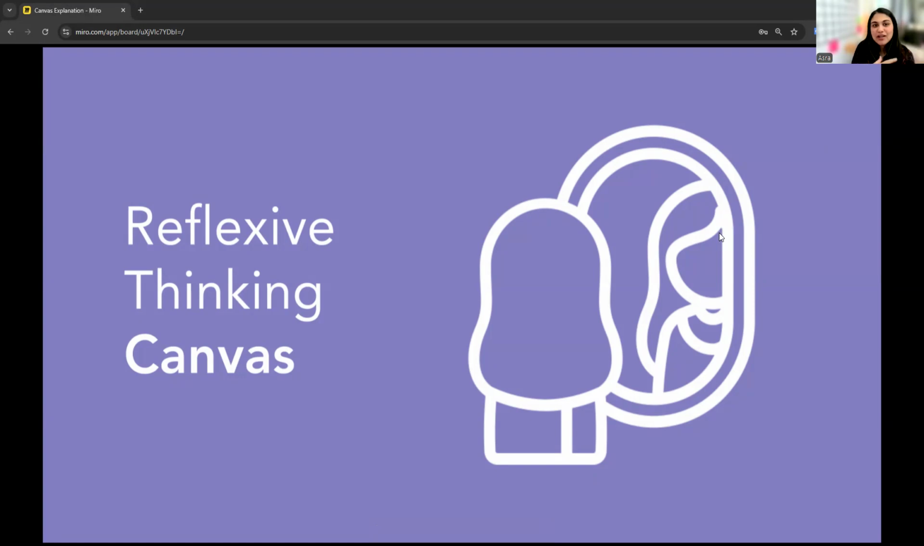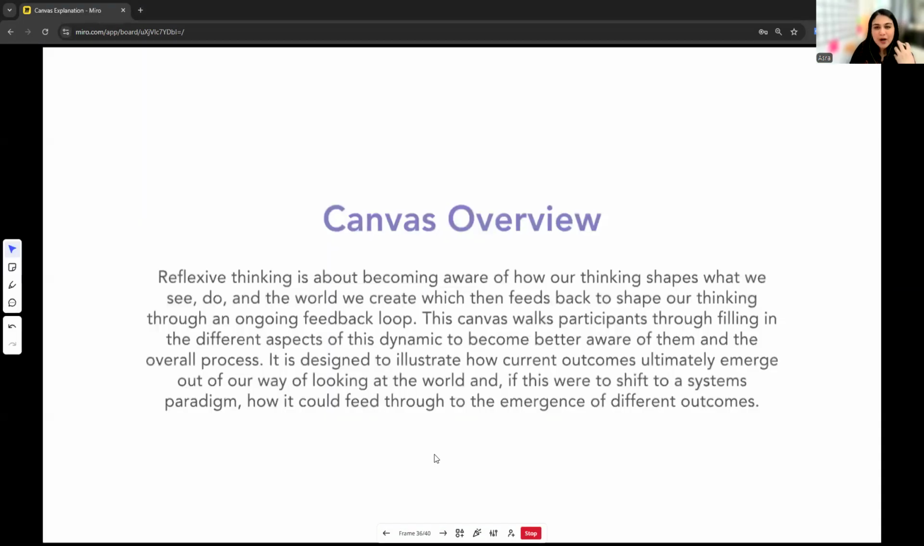In our video today, we're learning about the reflexive thinking canvas. This canvas was designed to help us become aware of the fact that how we think shapes what we see, what we do, and the results we create around the world. It also emphasizes the idea that our thinking shapes our perspectives, our actions, and the results or outcomes in the world. And in turn, these outcomes feed or influence the way in which we think, thus creating a cycle or feedback loop.